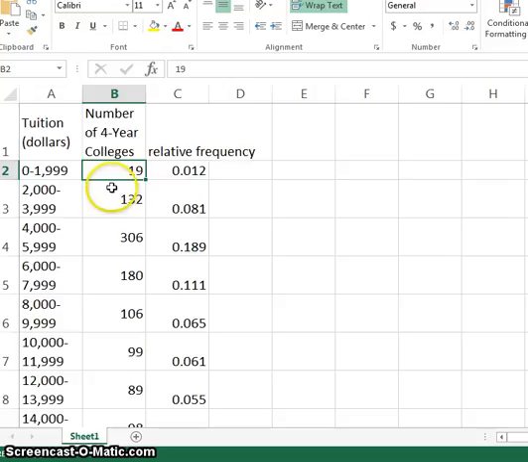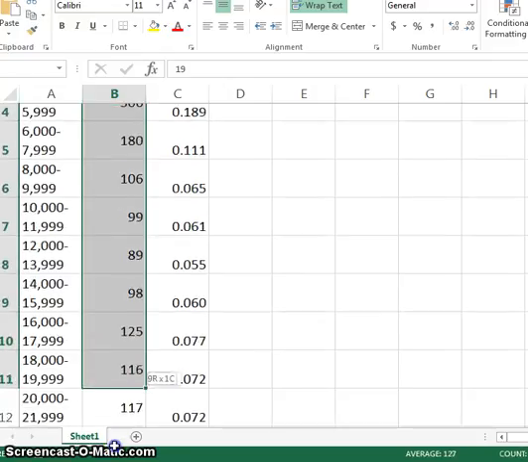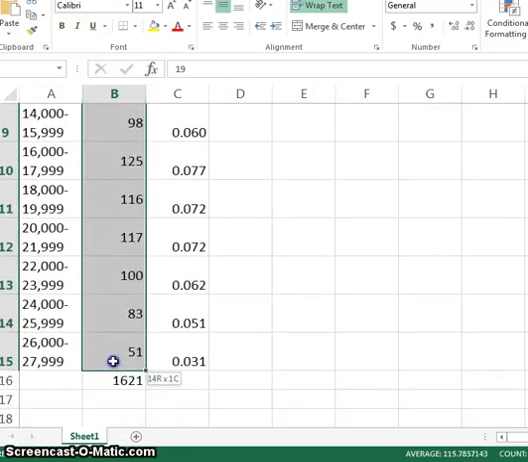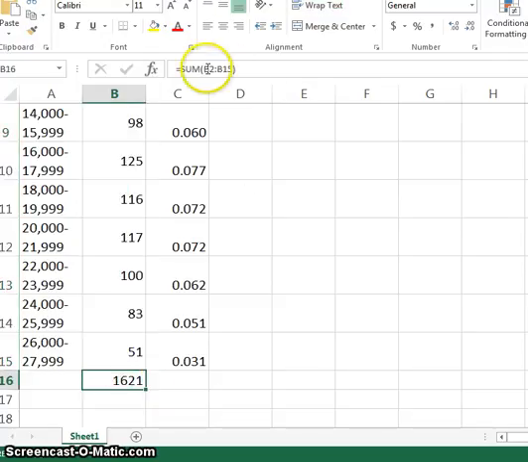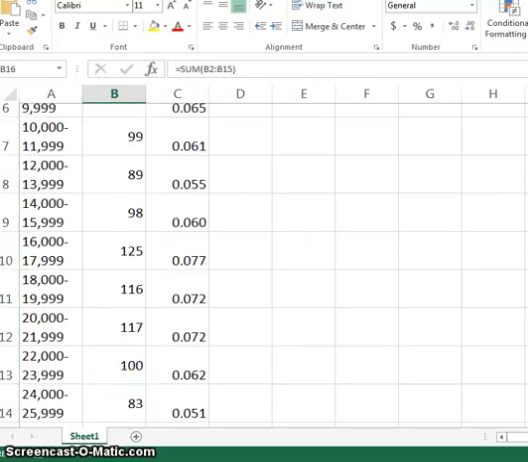And the first thing you want to do is sum up all these values in B, so you can figure out the total number of colleges that there are. So I did that here, summed the values in B and got there's 1,621 total colleges.